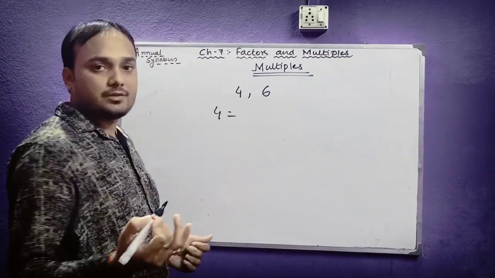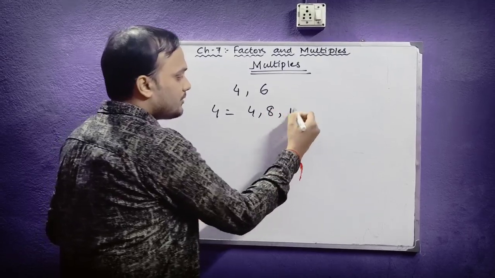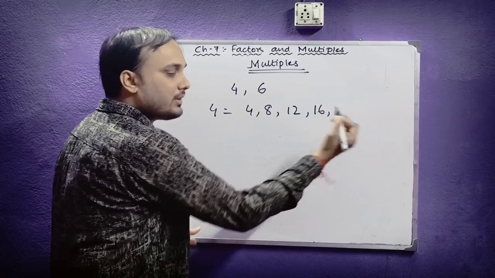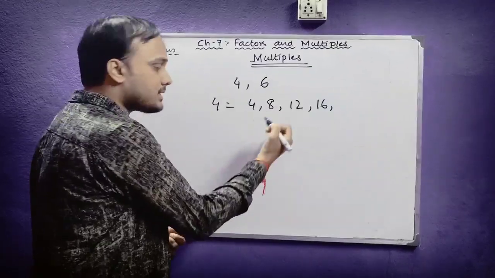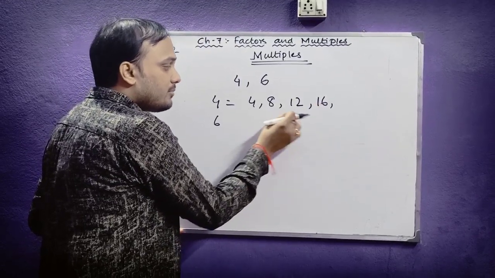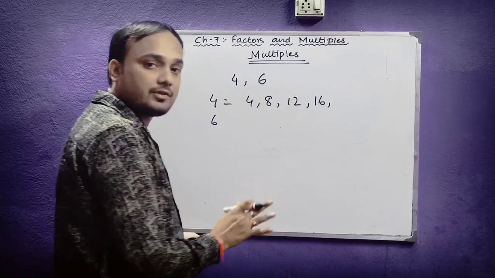What are the multiples of 4? 4 ones are 4, then 4 twos are 8, 4 threes are 12, 16. Okay, I will go on further later. Before that, let us write 6 also, so that when we get a multiple of 6 equal to 12, we will stop the calculation right there only.